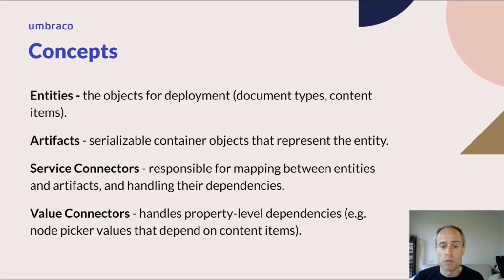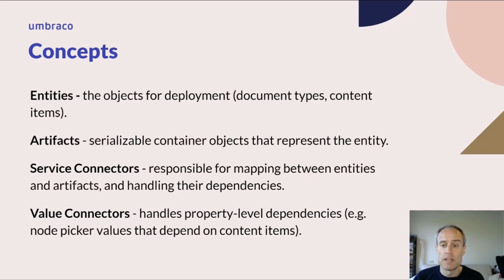Service connectors are classes responsible for the mapping between entities and artifacts, and they also handle dependencies. So within Umbraco, if we have a document type, it will depend on various data types for each of its properties. And in the custom data example I just showed, a rider had a dependency on a team. It's the service connector that associates this information for deployments and ensures that the necessary dependencies are either already in place on the target environment or included in the deployment.